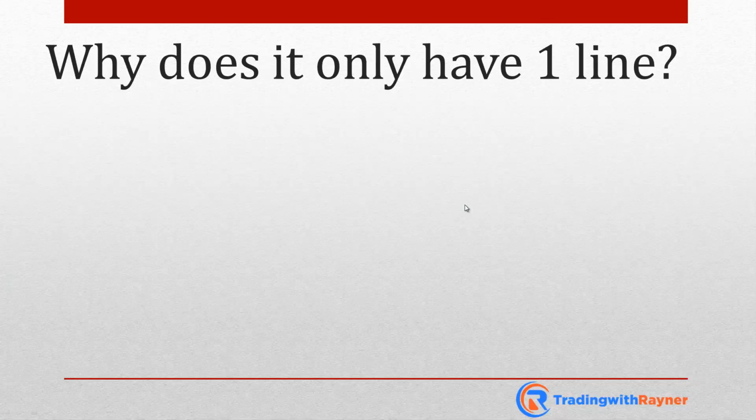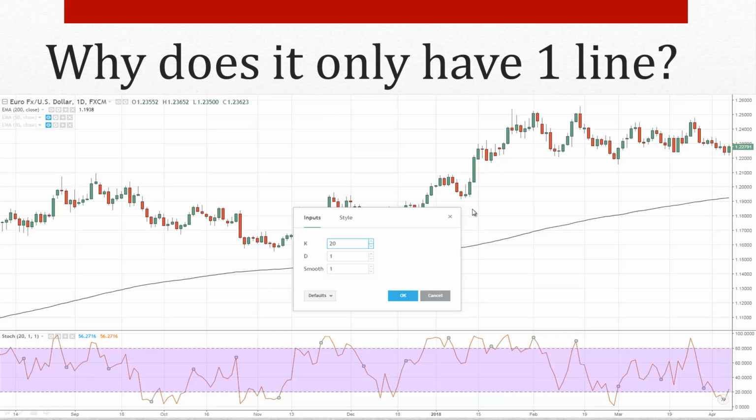So now some of you might wonder, hey Rayner, why does your stochastic only have one line? Mine has 2 lines. Why is that? Simply put, this is the setting of my stochastic indicator. The K is 20, it looks past the last 20 candles. The D is 1. The D is simply the moving average of this line you see over here. So if you put in 5, it will be a 5-period moving average of this line that you see on this chart. And to me, there's no point having 2 lines on the chart. I can't see the purpose of it. So I removed the second line by just changing it to 1, and this is why I only have 1 line on my stochastic indicator.